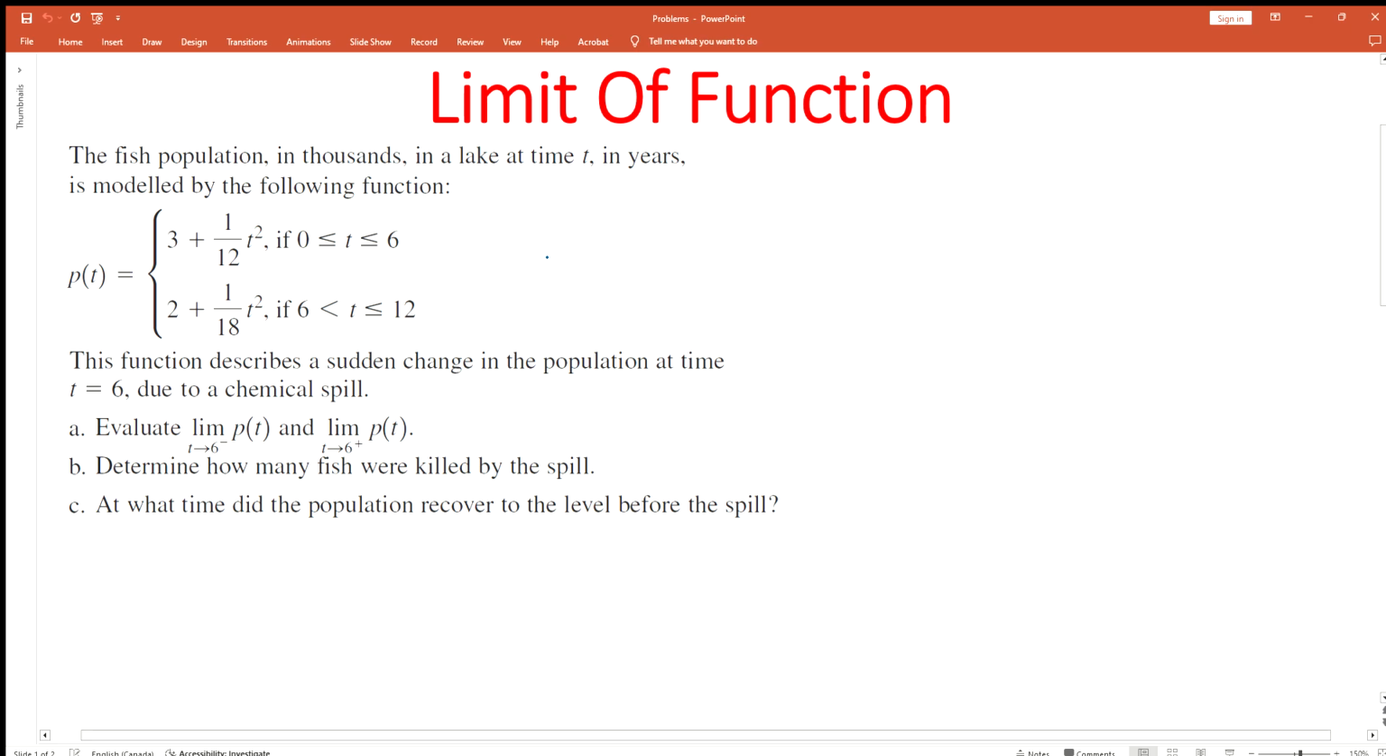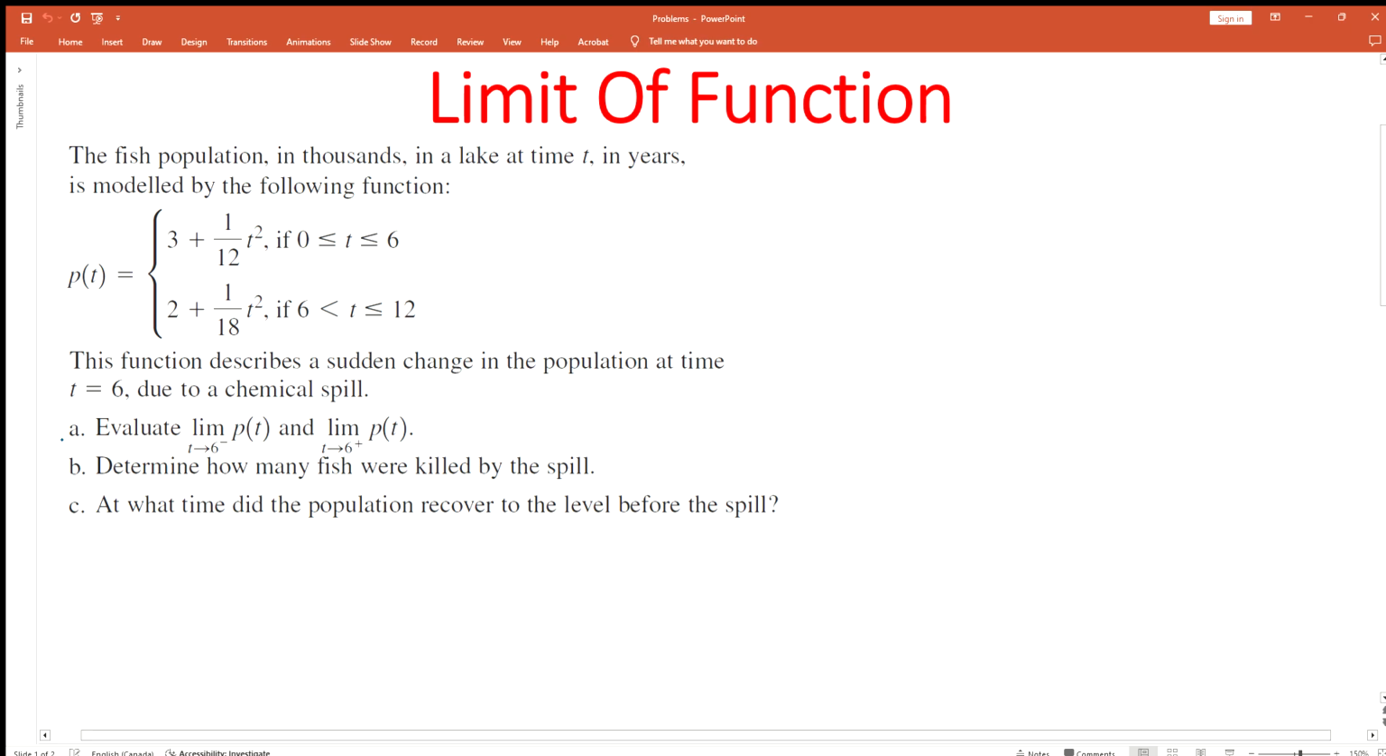In this video, we'll solve this word problem using the concepts of limits. As per the problem, the fish population in thousands in a lake at time t in years is modeled by the following function. P at t equals 3 plus 1 over 12 t squared for t between 0 and 6, and 2 plus 1 over 18 t squared for t between 6 and 12. This function describes a sudden change in the population at time t equals 6 due to a chemical spill.